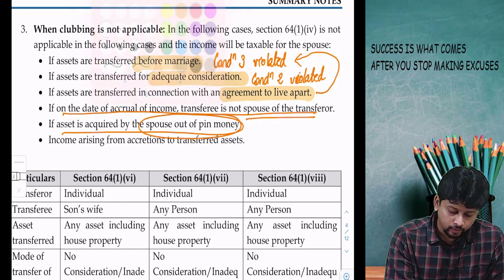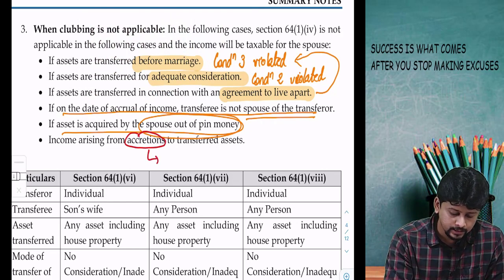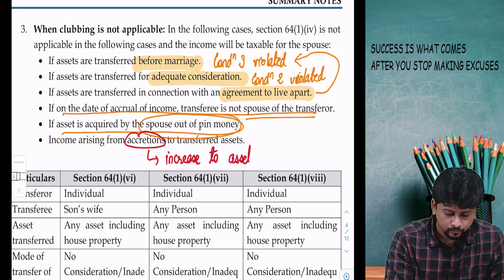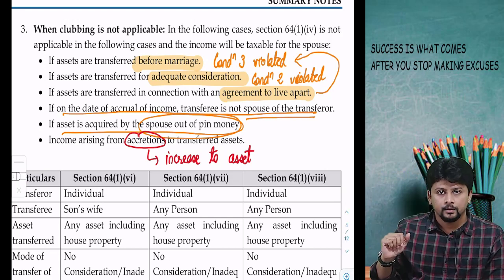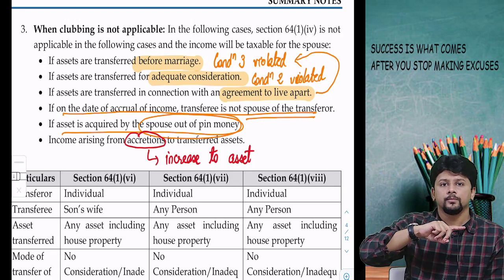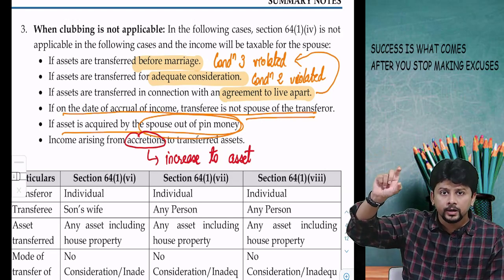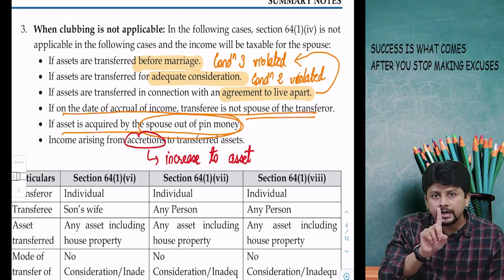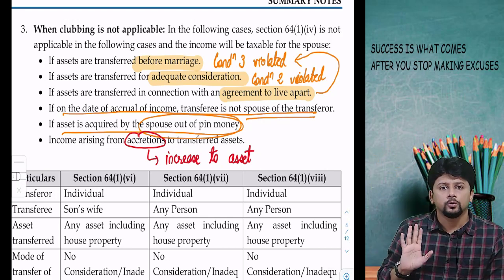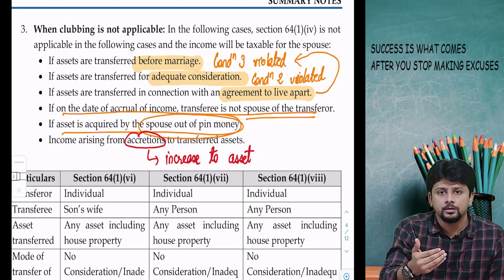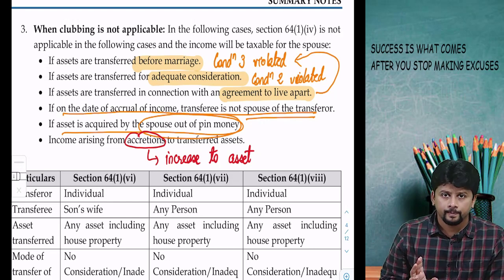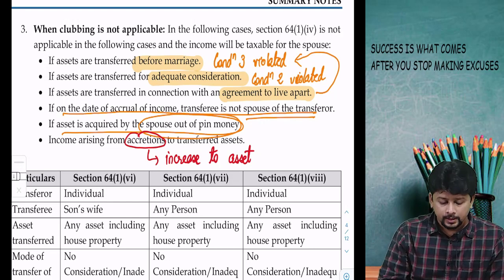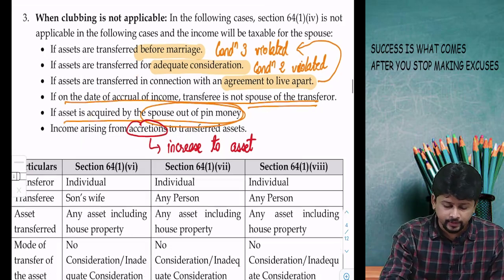If income is arising from accretions to the asset, accretions mean an increase to the asset. So if the asset is gifted and then there is an increase arising from the asset, income will be clubbed. But from the increased component, if there is any income generated, that will not be clubbed, that will be taxable for the spouse only. No clubbing for the accretion which is generating income thereafter. This is 64(1)(iv). 64(1)(iv) is the base for 3 other sections that we are about to study.